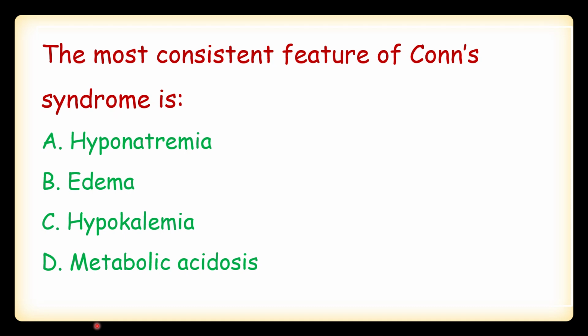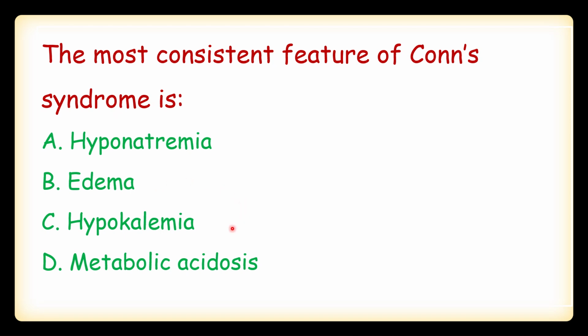So with the basic concepts, now we can rule out the other options and find out the correct option. The most consistent feature of Conn syndrome, option A, is hyponatremia. It is very clear that Conn syndrome will lead to hypertension, so the hypernatremia will be coming here. So hyponatremia is ruled out. Coming to the edema, since there is water retention, we can expect edema, but edema is not the feature of primary hyperaldosteronism. I will explain this in my next slide now.